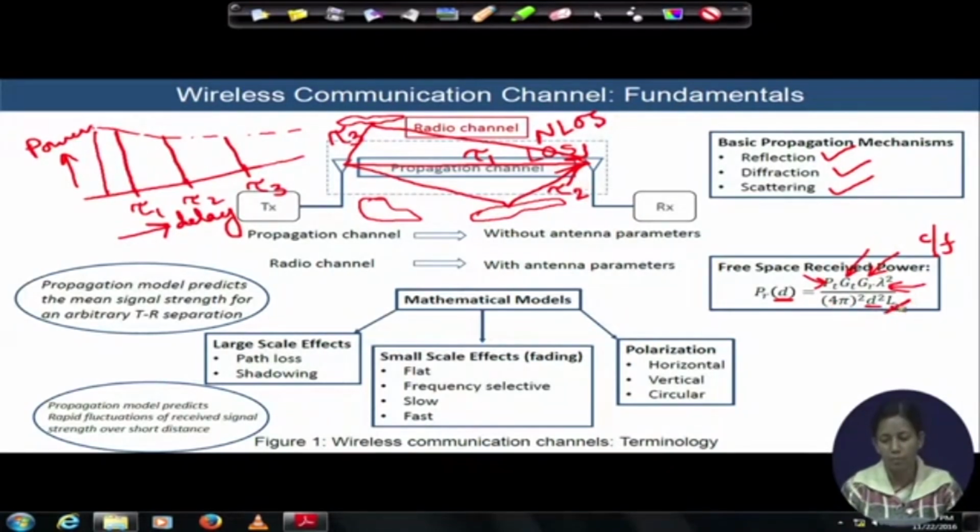RF front end, but it has nothing to do with the propagation. But for propagation, all other parameters that are involved in deciding the received signal power level are these parameters.